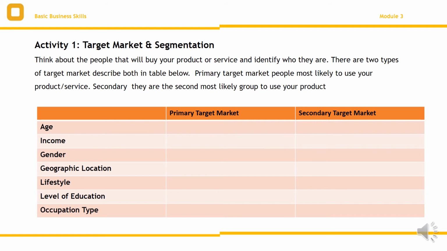In the table below, complete information that is going to define your primary target market as well as your secondary target market. So for each one, define the target market in terms of age range or age group, define the income bracket or income groupings, define them in terms of gender, define them in terms of geographic location, where you are most likely to find your target market, both the primary and the secondary, define them in terms of lifestyle, define them in terms of level of education, define them in terms of occupation type.